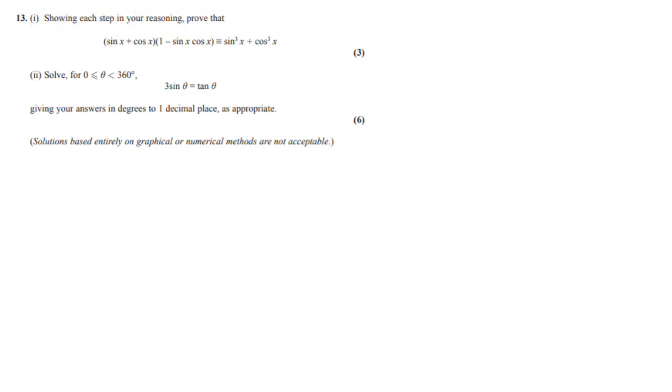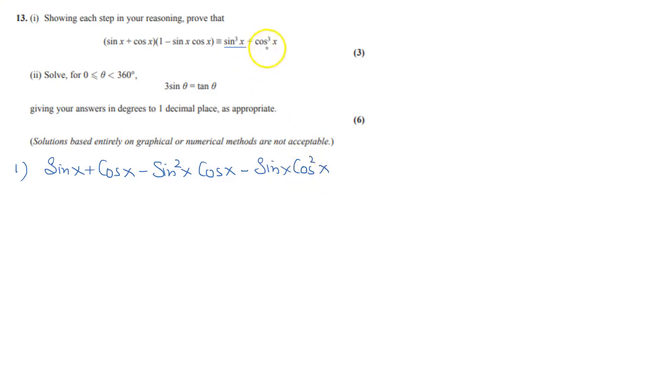Question number 13. Show that sin x plus cos x is equal to 1 minus sin x cos x. It's a cube. We have to make it cube, so there must be a multiplication. Anyway, sin x multiply 1 is the first part. Then cos x multiply 1 is cos x. Sin x multiply sin x cos x is minus sin square x cos x. Then cos x multiply this is minus sin x cos square x.